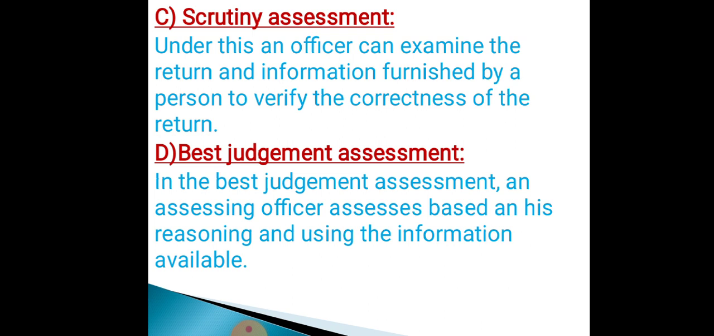Next, best judgment assessment. In the best judgment assessment, an assessing officer assesses based on his reasoning and using the information available. Section 144 is best judgment assessment. Best judgment assessment means evaluation or estimation, in the context of income tax law, of the income of the assessee by the assessing officer. The assessing officer will not act dishonestly or capriciously. He will give his best judgment.